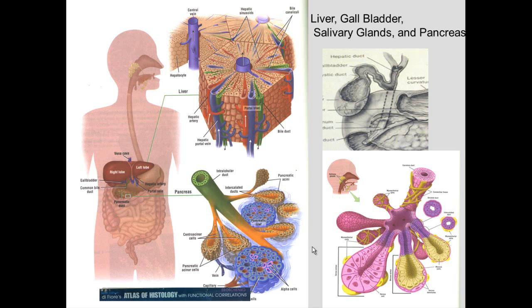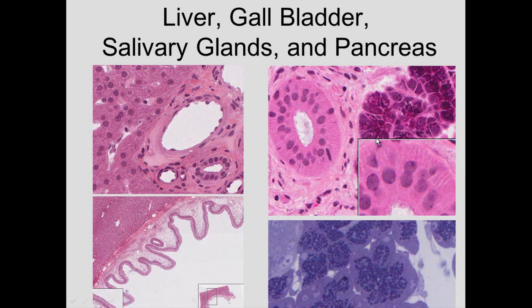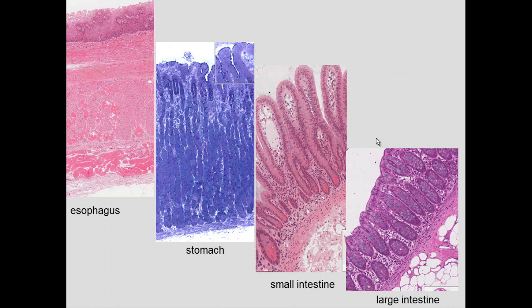So what we've talked about today is the liver. Here's the liver. We talked about the salivary glands. We also talked about the pancreas, and the gallbladder. So the liver, gallbladder, salivary glands, and pancreas is what we saw today.